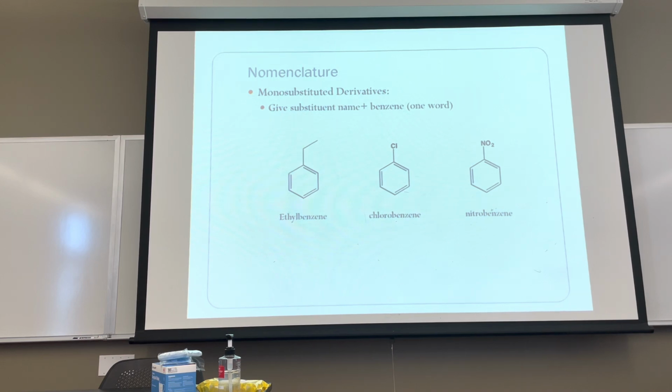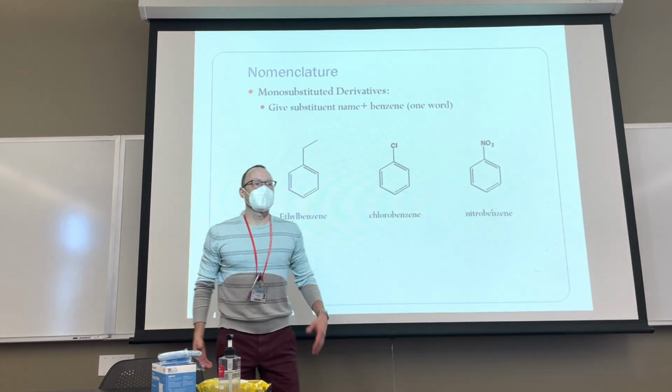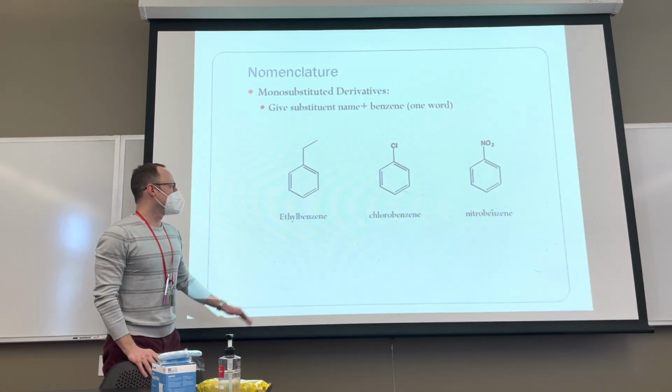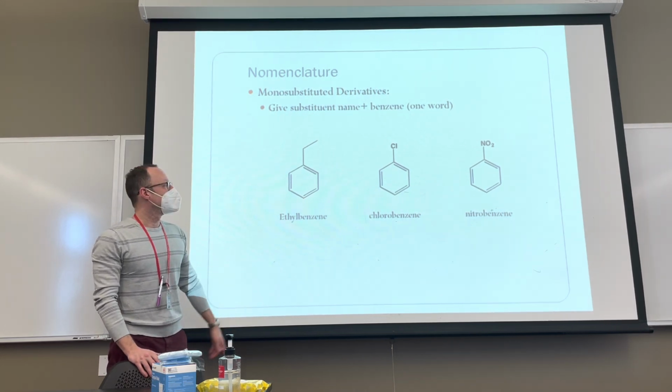Actually, the nomenclature of all of these aromatic compounds is quite easy, especially in comparison to the nomenclature you've been subjected to so far. If you have a mono-substituted benzene ring, all you have to do is give the name of the substituent followed by benzene. So I can see I've got the 2-carbon substituent here, obviously an ethyl group, so I just say ethylbenzene, no space, all one word.